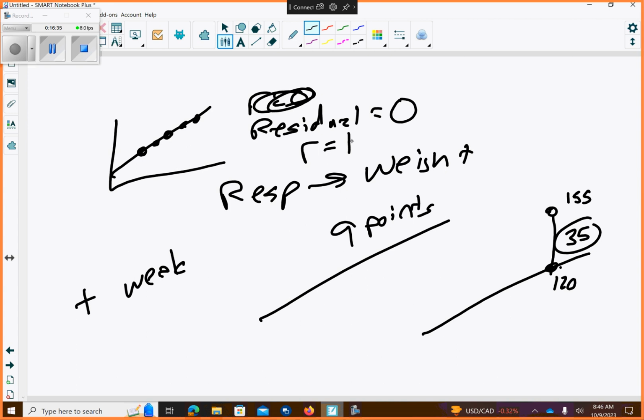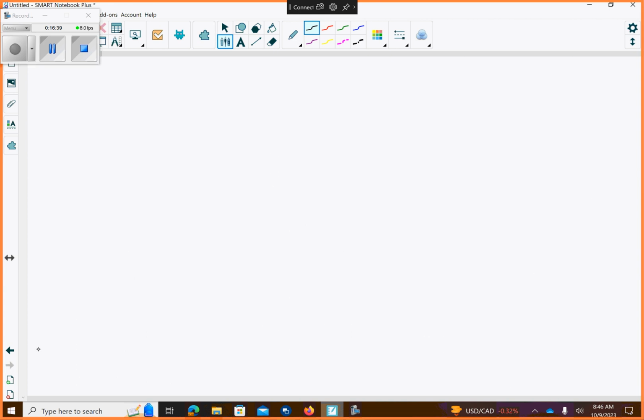Is it possible for every residual to be positive? And the answer is no. I can't have a line of best fit that I draw that I have data points only above it. I can't have anything below. I have to have stuff below it, okay? Because the scatter plot will go through. And that, my friends, is your review.